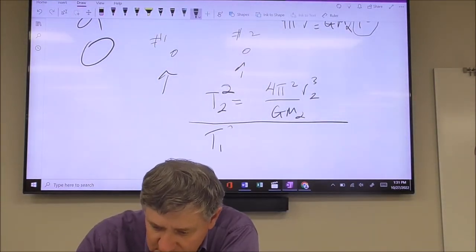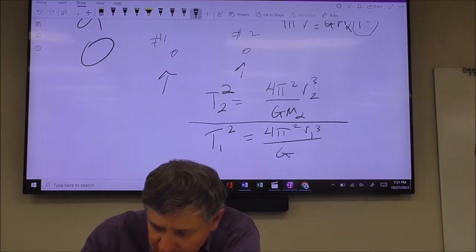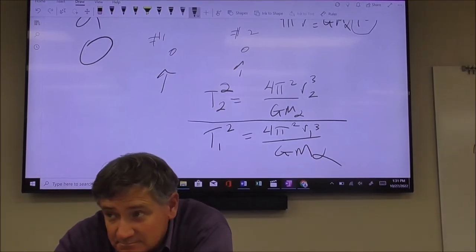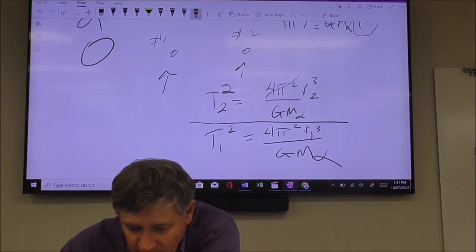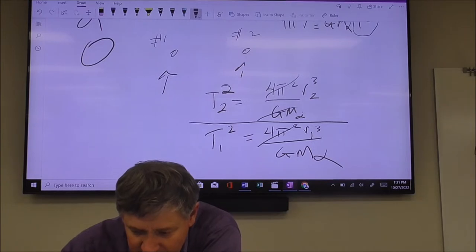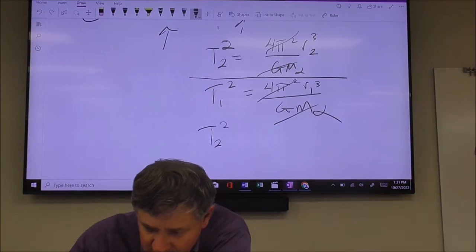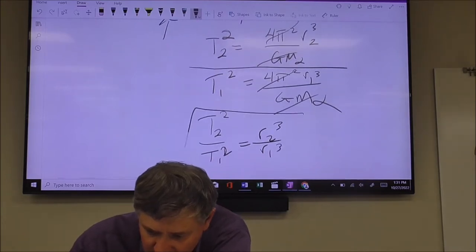So the period of planet 1 squared is going to equal 4 pi squared times the radius of planet 1 cubed over big G times the mass of the star. So what's going to happen? What can we cancel out? 4 pi squared and 4 pi squared. Big G mass Alpha, big G mass Alpha. Guess what? We get the period of planet 2 squared over the period of planet 1 squared equals the radius of planet 2 cubed over the radius of planet 1 cubed. Kepler's third law.